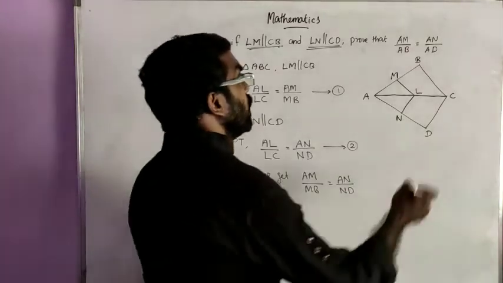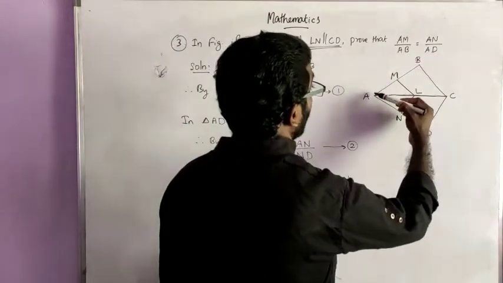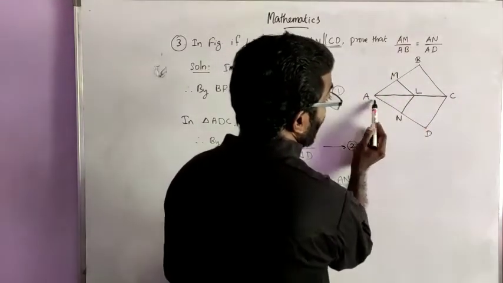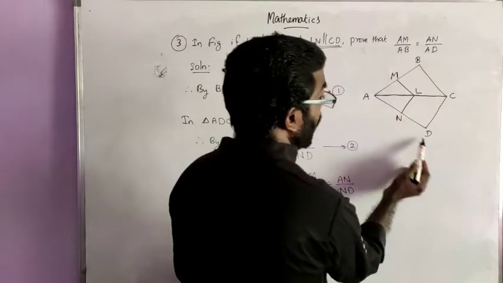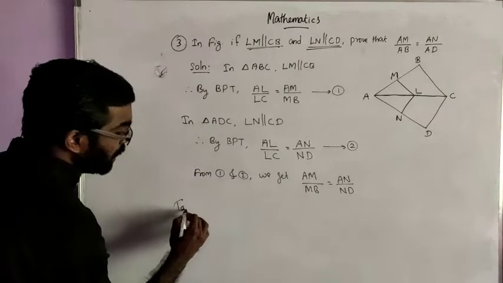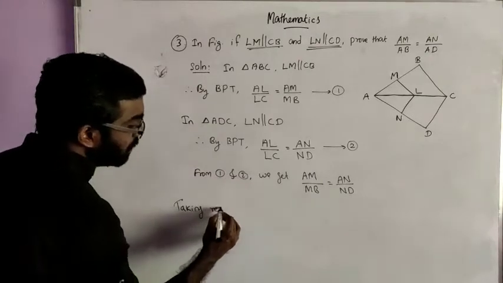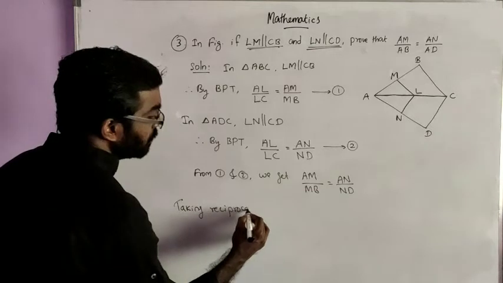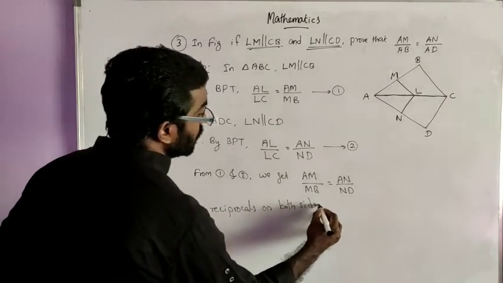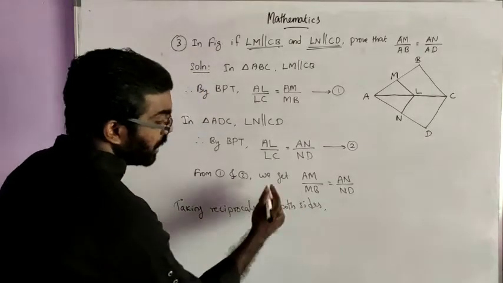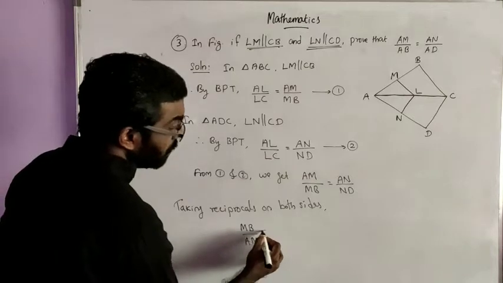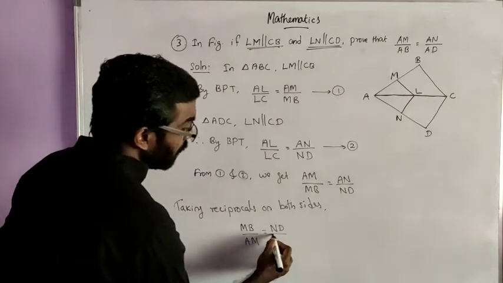What we have to prove? We have to prove AM by AB. Here AM, then AB, the total length AB, will be equal to AN by the total distance, that is AD. For that we take reciprocals on both sides. So while taking reciprocals we get MB by AM equal to ND by AN.